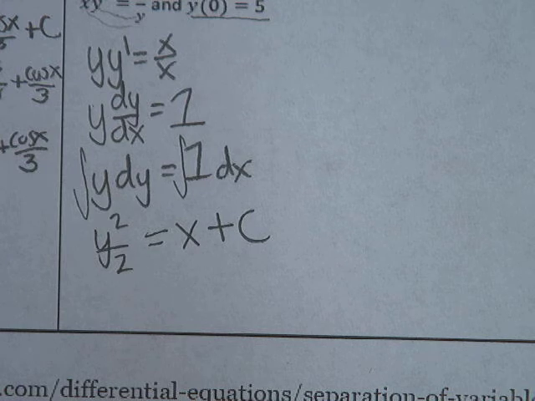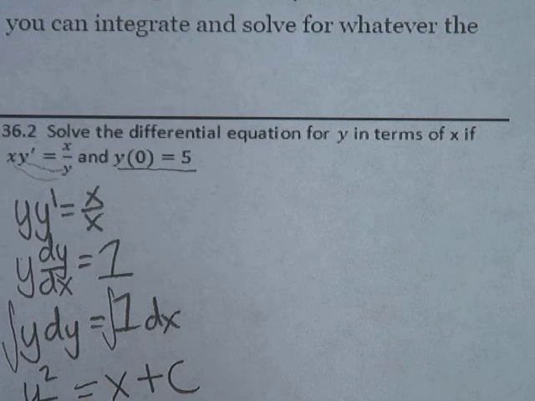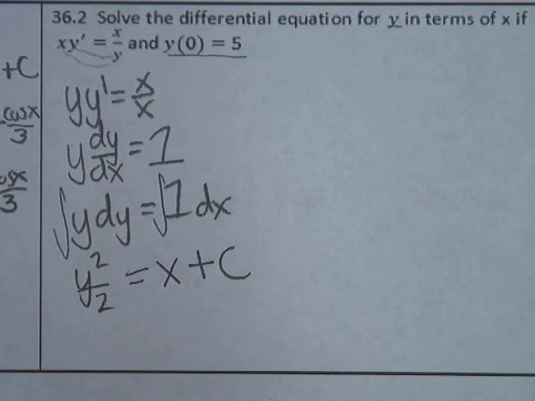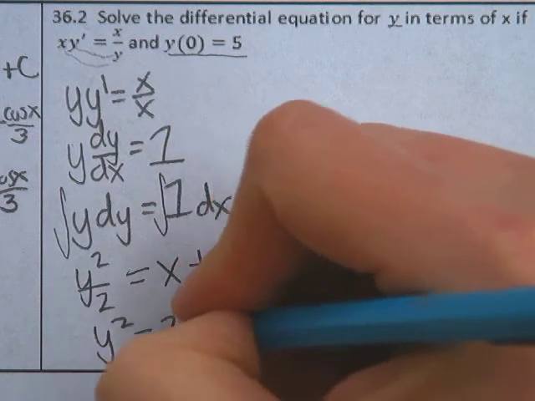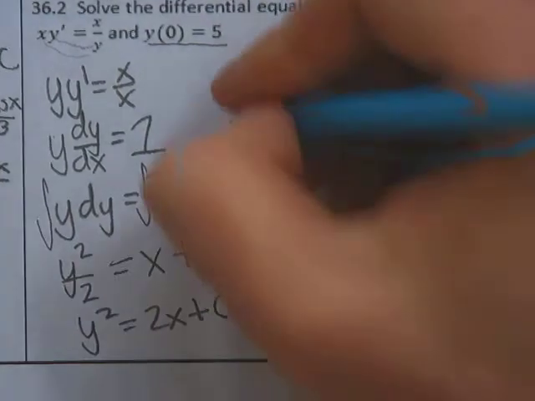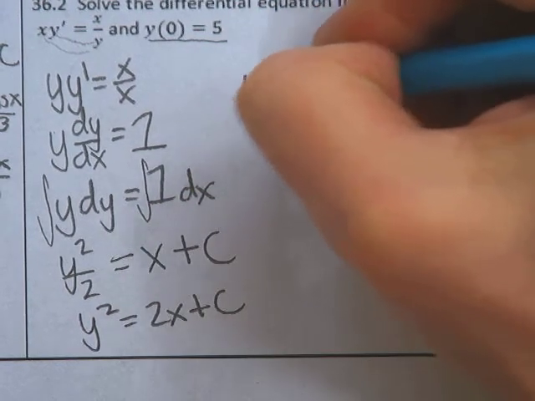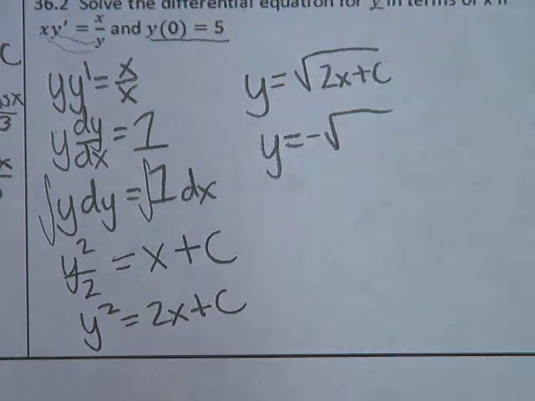Okay, so questions I always ask for y in terms of x. So you need to solve for y, not y squared. While we have y squared here and it's great, we need to keep going until we get y. So I'm going to multiply 2 to the other side. y squared equals 2x plus a new c now. And then I have to square root both sides because I've got to get y by itself. And so our answer is either going to be this or it's going to be this with a negative square root.